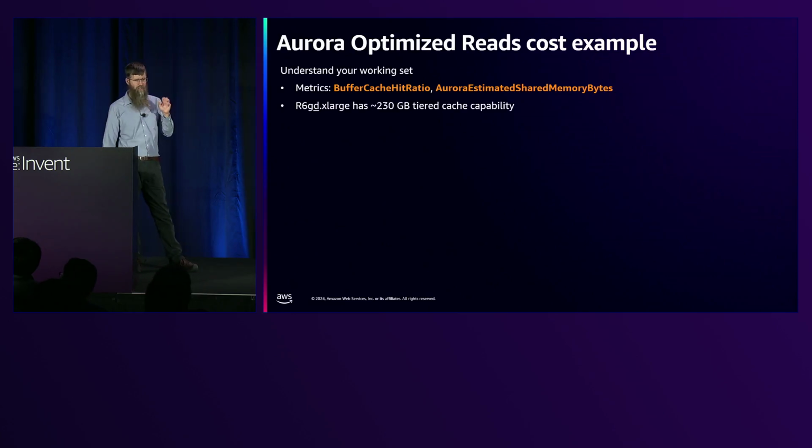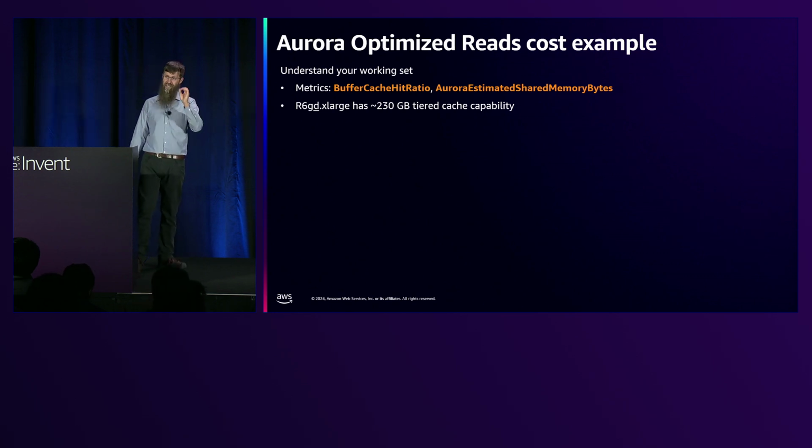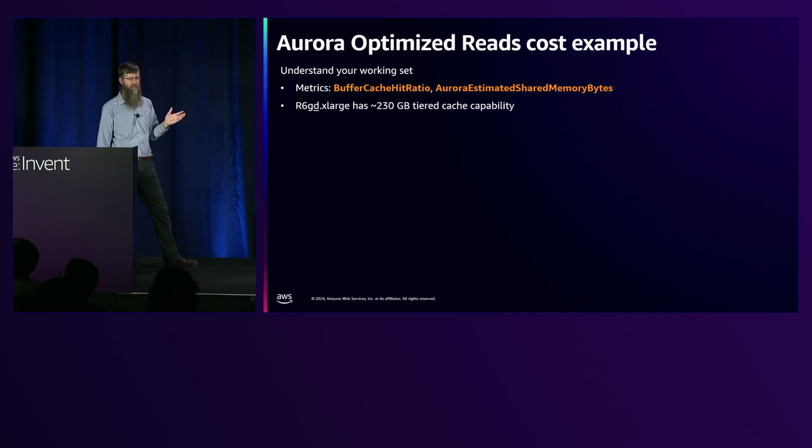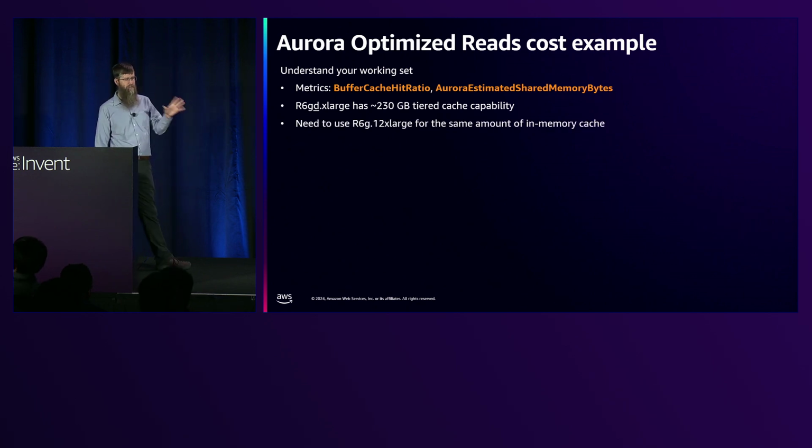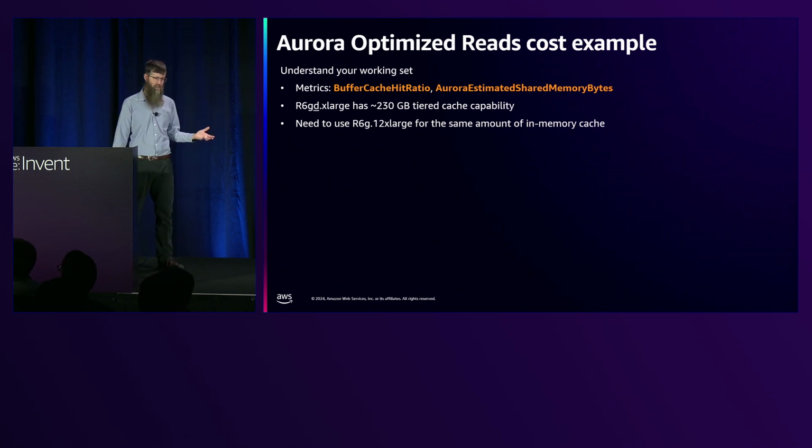So we've been using an R6G xlarge in the example so far, just so you remember. So what we're going to do is switch that to an R6GD.xlarge, right? And going to be using optimized reads. So this instance supports 230 gigabytes of tiered cache. If you want more, you choose a different sized instance. So to get the equivalent amount of memory in a cache, we would have had to use an R6G.12xlarge. Obviously, that's a lot larger than a single xlarge.